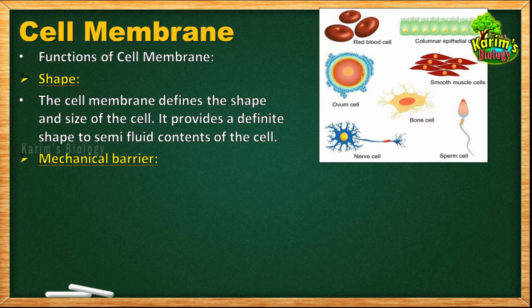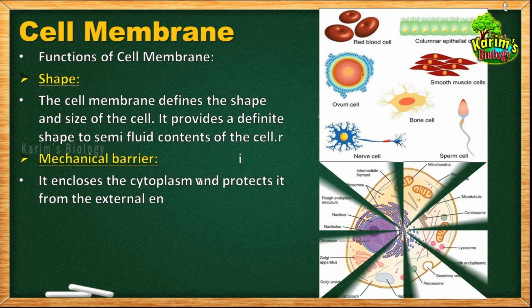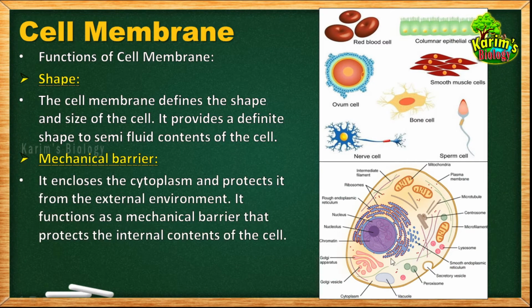So children, another function of the cell membrane is mechanical barrier. Children, you knew that there is cytoplasm. There is jelly-like substance present within the cell that is called cytoplasm. And the cytoplasm consists of so many important cell organelles, including nucleus, endoplasmic reticulum, Golgi apparatus, mitochondria. Okay, so like that there are so many important cell organelles present in the cytoplasm, and cytoplasm is the site of all the biochemical activities occurring within the cell. That's why cytoplasm plays a crucial role in the survival of the cell.